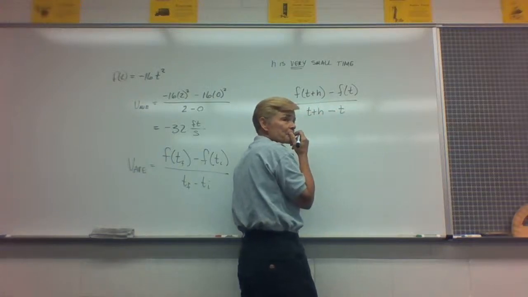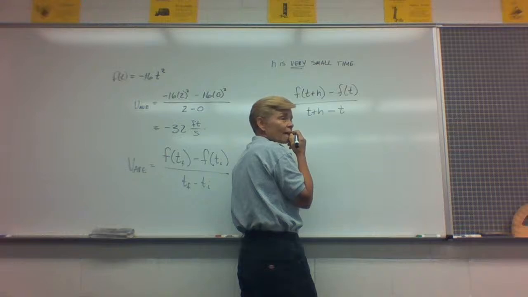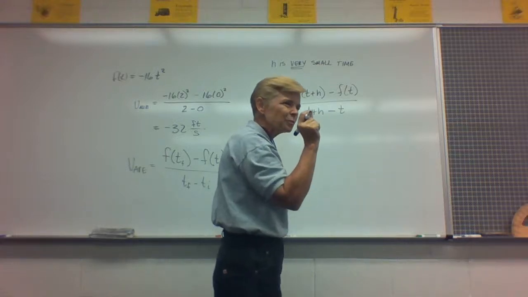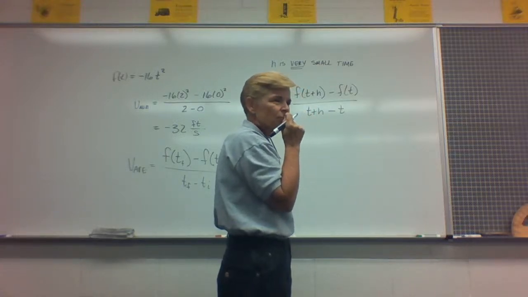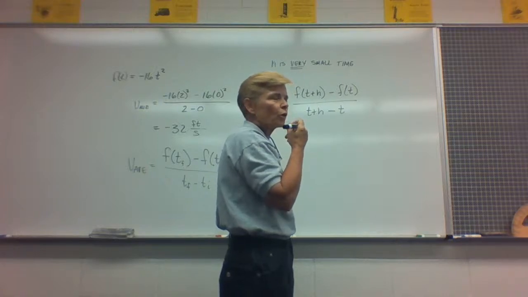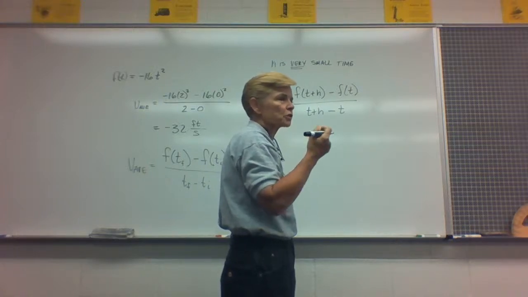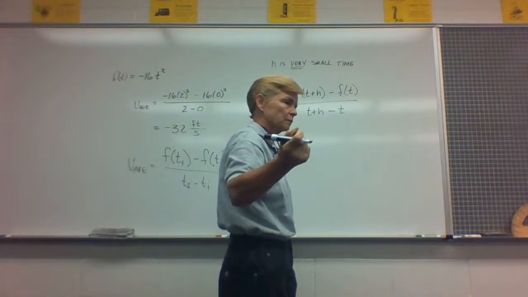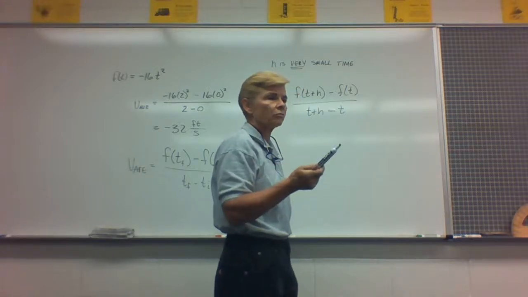Have I lost you? What does h do? h is just slightly beyond the time we're interested in. So it makes the 2 the smallest unit of time bigger. Yeah, 2.01, 2.001, 2.00000000001. h is something very small.